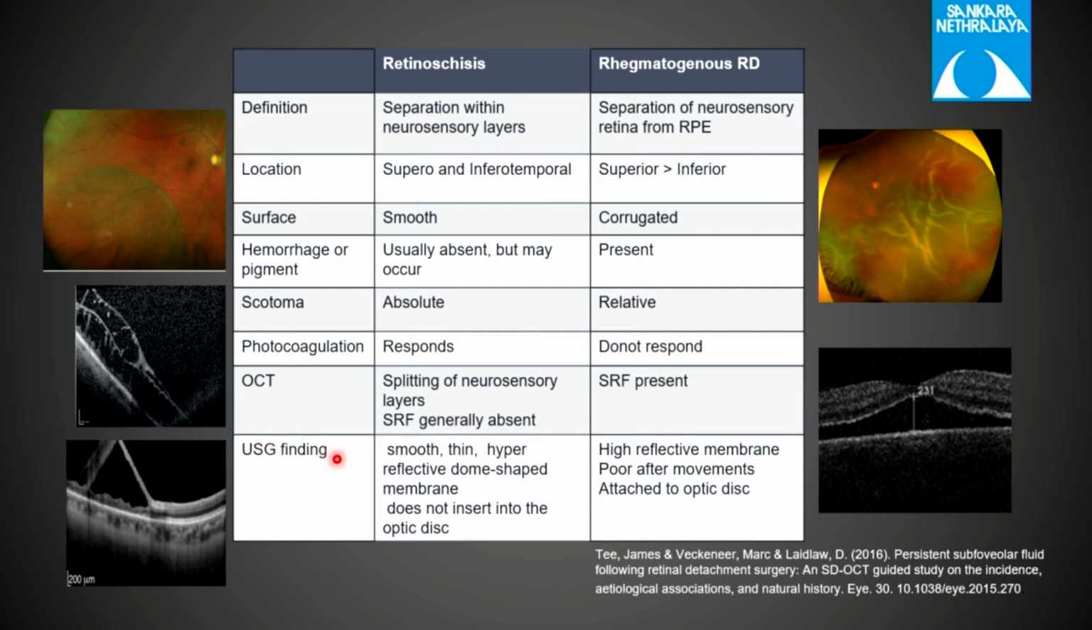The ultrasound finding in retinoschisis cases is smooth and a thin layer because it is between the neurosensory layers. But in rhegmatogenous RD, it will be a highly reflective thick membrane compared to retinoschisis. In retinoschisis, it is a smooth, thin, hyper reflective, dome shaped membrane. And we know in rhegmatogenous RD, the attachment is usually seen to the optic disc, whereas in retinoschisis we cannot see the attachment to the optic disc.